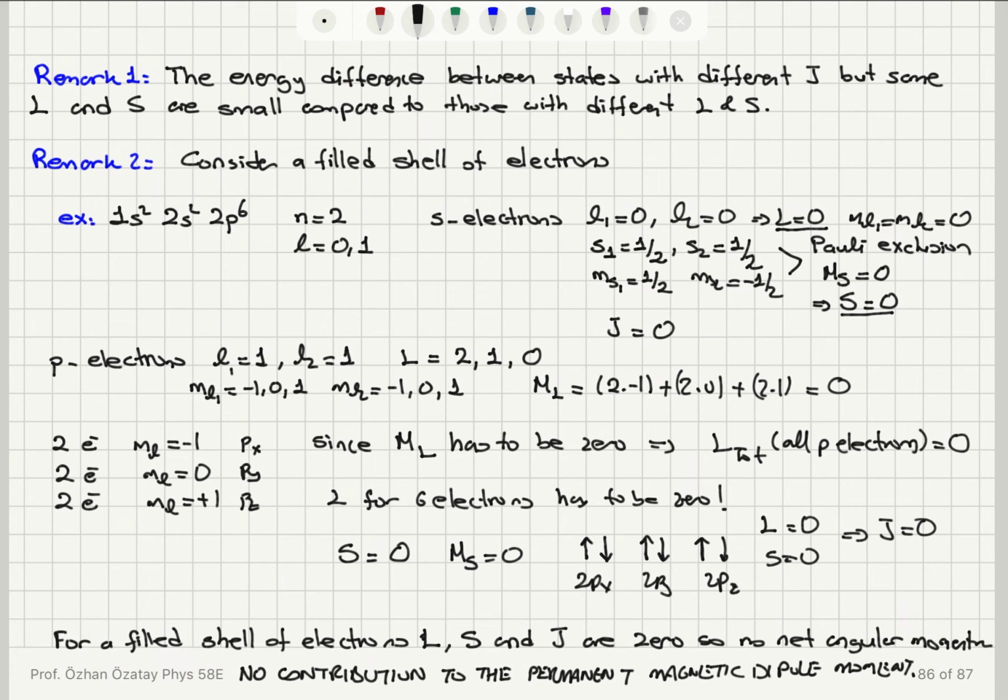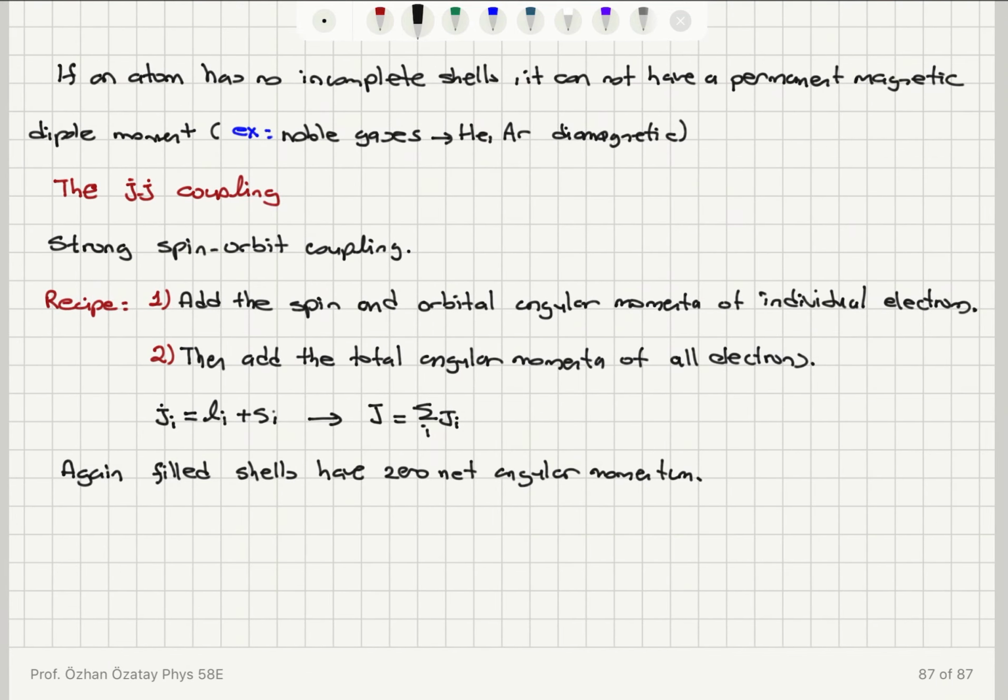Capital S is also 0 because of Pauli exclusion. All electrons in the same orbital must have opposite spins, so the total spin quantum number has to be 0. So capital L is 0, capital S is 0, and capital J then has to be 0. So for a filled shell of electrons, there is no net angular momentum and no contribution to a permanent magnetic dipole moment. Noble gases, for example, fall into this category, and they are diamagnetic closed shell atoms.